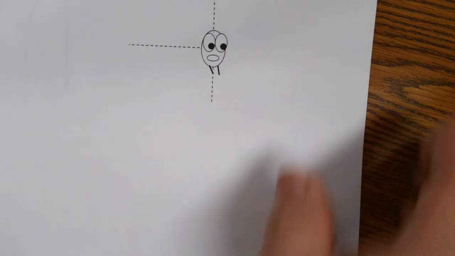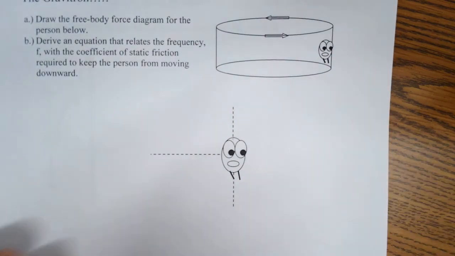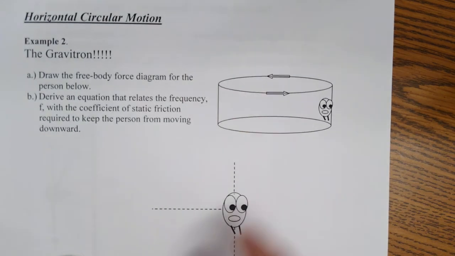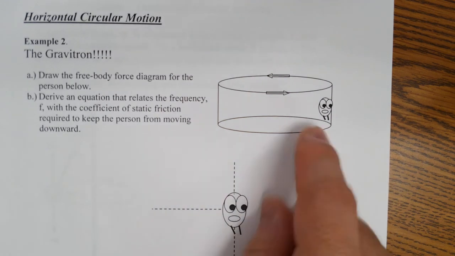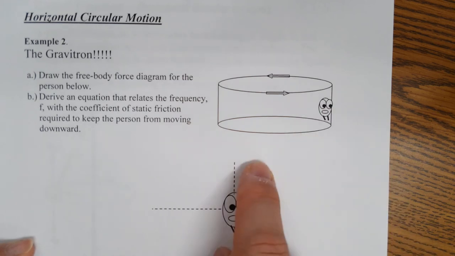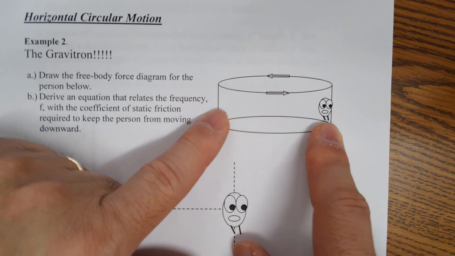All right, let's take a look at the gravitron. There used to be this ride at Wildwood when I was very young. We used to go down there, and they had this huge circular room, and they used to call it a hellhole. You go inside the circular room, and it's really dark and smelly in there, right? Yeah, it's pretty bad.